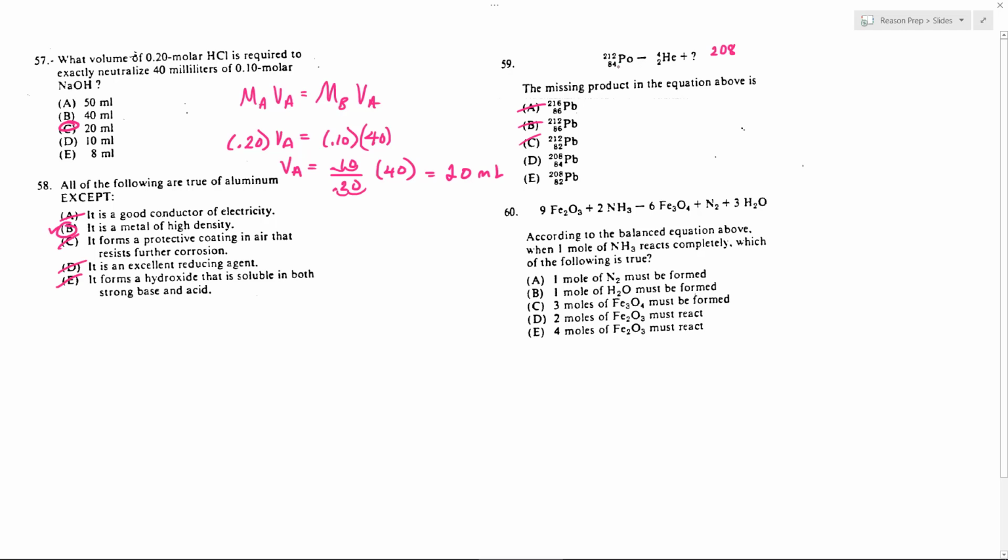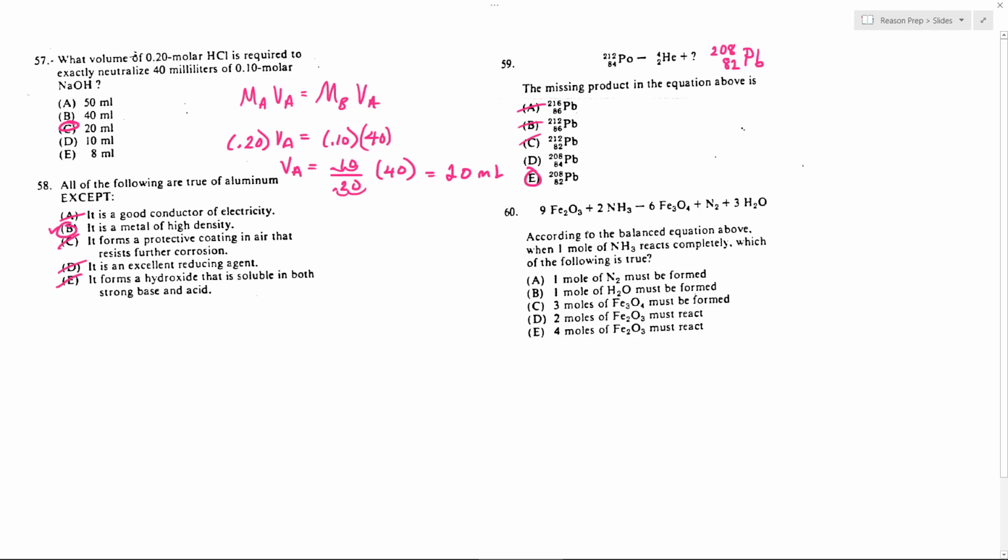And same thing with the atomic number. 82 would have to be the atomic number, because 82 plus 2 is 84. And if you look at your periodic table, we would see that 82 is lead. And so we get lead 82, 208. That would be choice E.